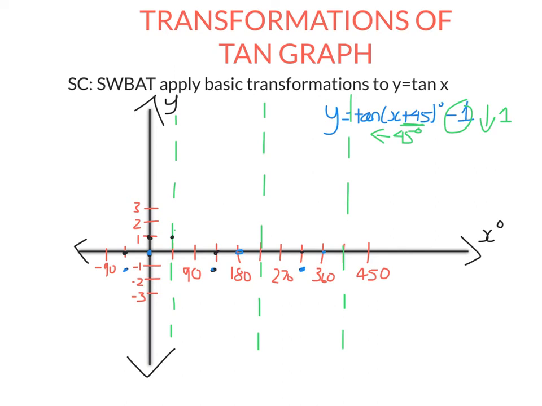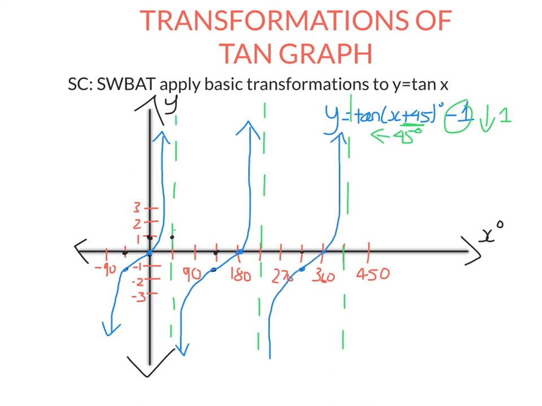Other than that, it will look like the tan graph. So it gets closer and closer to its asymptote. It then sort of changes direction, and then it gets closer and closer to the next asymptote. And that's what will happen here. It looks exactly like the tan graph. It's just been shifted to the left and down. So closer and closer to the asymptote, and then closer to the next asymptote. So that's what the graph will look like.